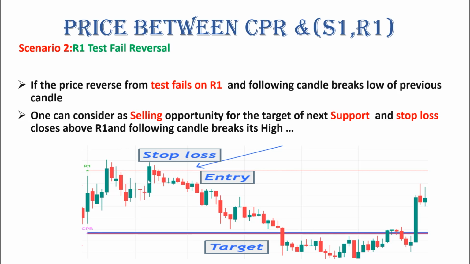So here we can see that this is again the green candle, and we got the red candle immediately after the green candle. So one can enter into the PE trade, that is, we can look for a short opportunity below the low of this red candle for the target of the next support. We can place the stop loss above the high of this green candle, or if any green candle is closing above this R1, we can keep it as a stop loss.